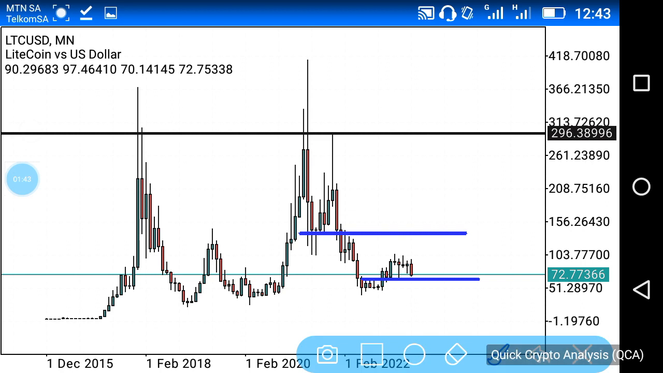So at this point we can see that the neckline of this smaller W structure, as I said, has been broken to the upside, and price is in the process of reverting back to where the neckline is. And where we have that neckline is where I believe we should potentially be looking for those buying opportunities. And if we do indeed find any good buying opportunities at this point, I believe that our first take profit should be this level over here.